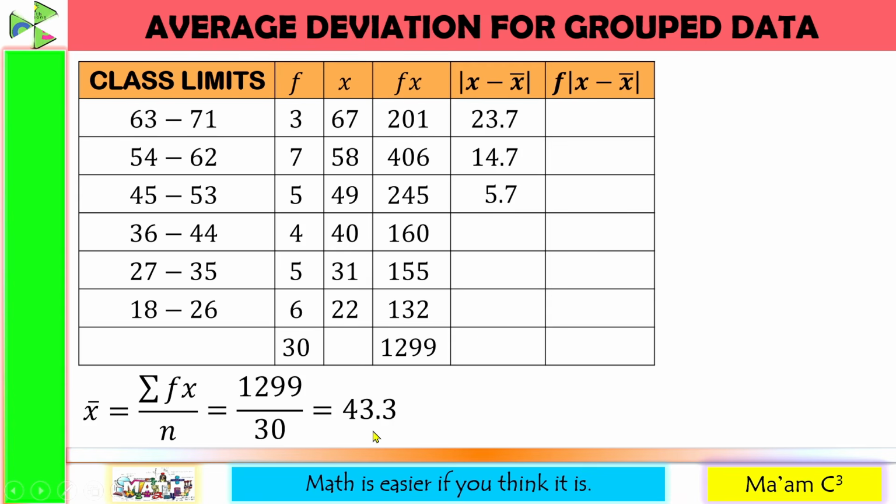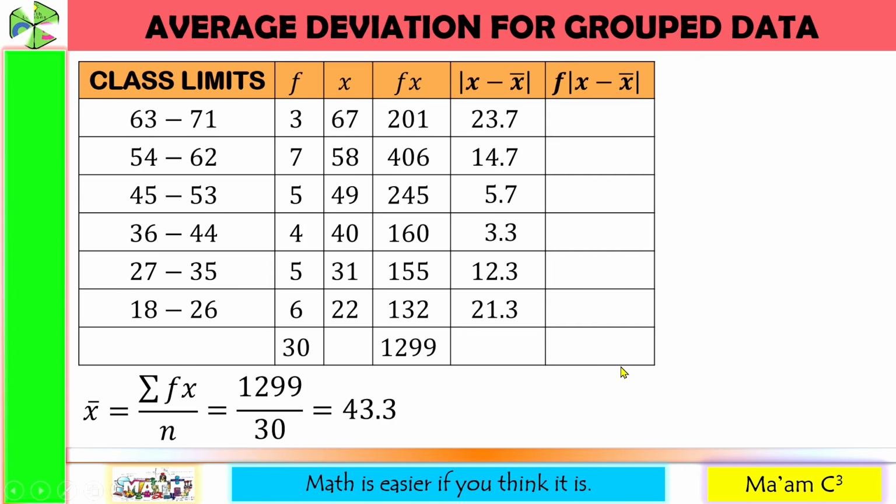40 minus 43.3 is negative 3.3, but we are asked to get the absolute value, so positive 3.3. 31 minus 43.3 is negative 12.3, absolute value, positive 12.3. 22 minus 43.3 is negative 21.3, absolute value, positive 21.3.